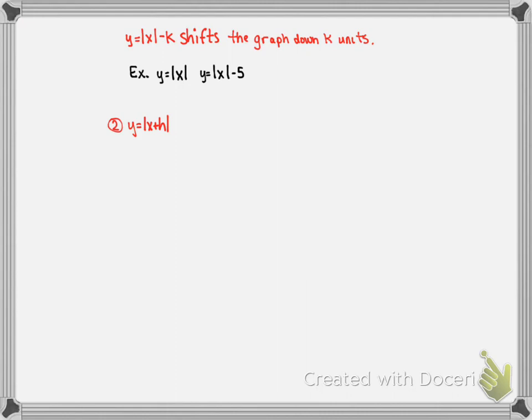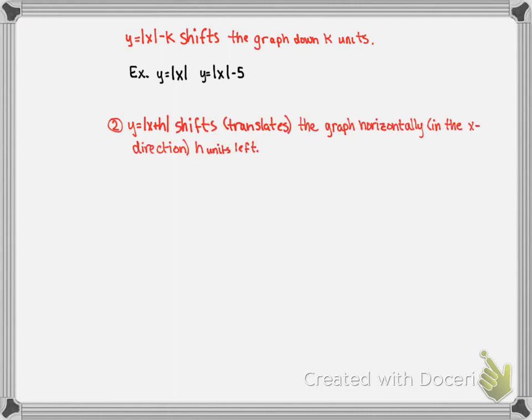Okay, let's look at the second general form, where we have y equals the absolute value of x plus h, where h is inside the absolute value brackets. This is going to shift or translate the graph horizontally, or in the x direction, h units to the left.